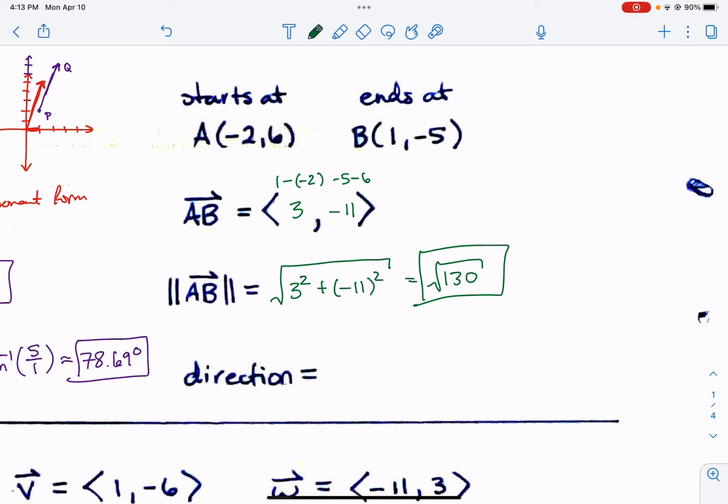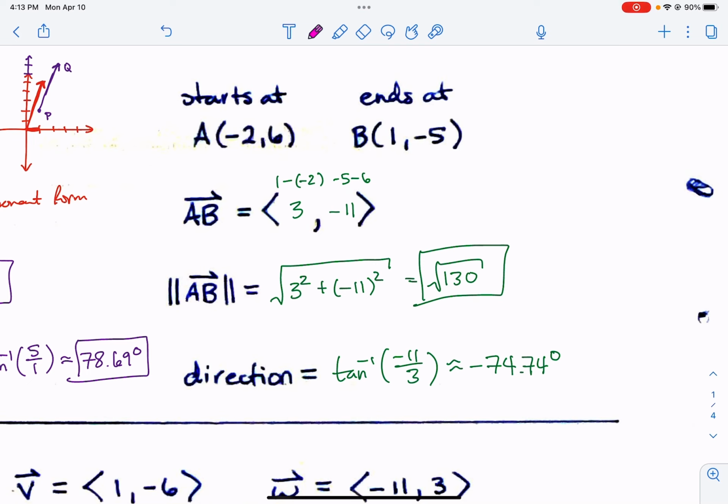Now, you might be wondering, do we need to do anything to this number? So negative 11 over 3. When you put this into your calculator, you get negative 74.74 degrees. Now, the question is, you might remember there's a rule that we said you might have to add 180. Sometimes you don't, but sometimes you do. How do we know if we need to add 180 in this case?